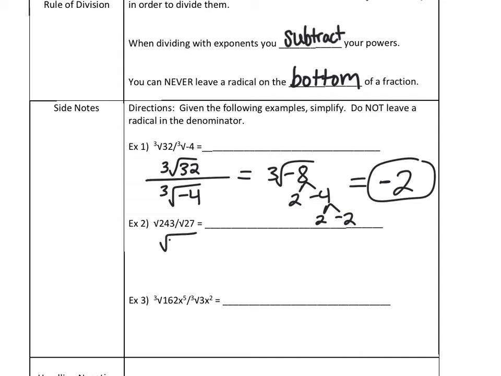Next one, square root of 243 over square root of 27. Are those like indexes? Like radicals? Yes, they are. 243 divided by 27. Use a calculator. What do you get? 9? Square root of 9? Yeah. Will that simplify? Yes. To what? 3. 3.